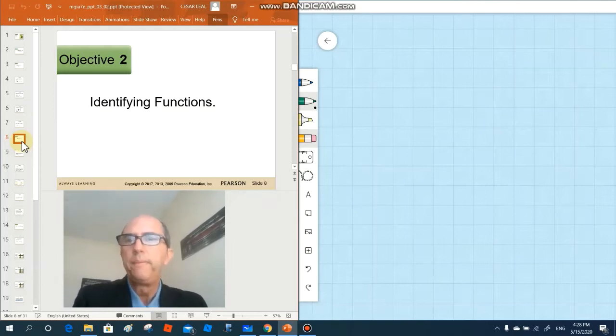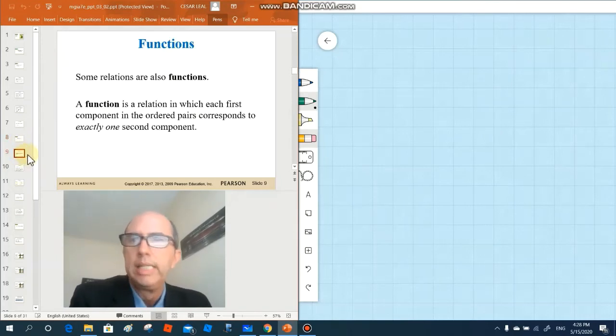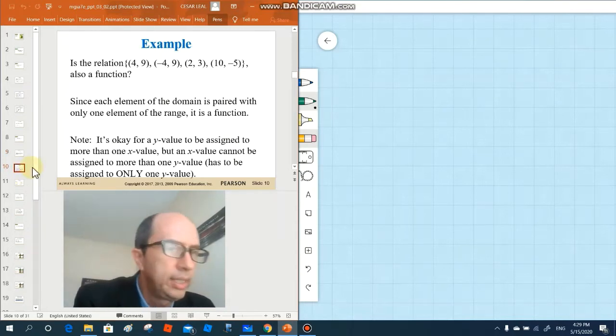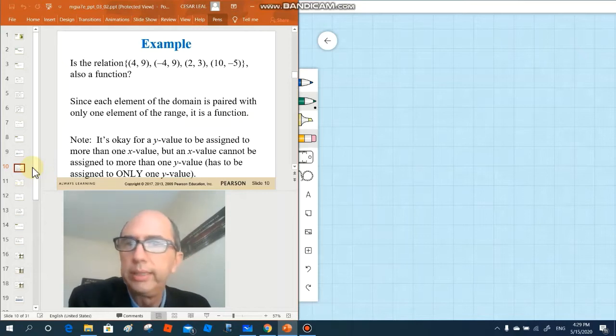Now objective 2, identifying functions. Some relations are also functions, and a function is a relation in which each first component in the ordered pairs corresponds to exactly one second component. And the example will show us what that means.